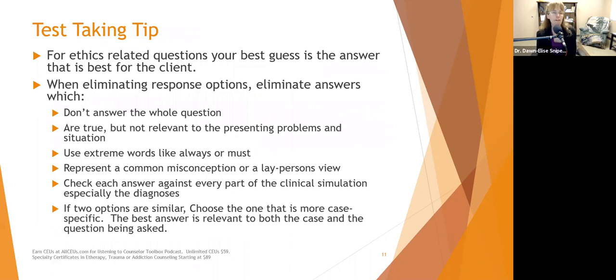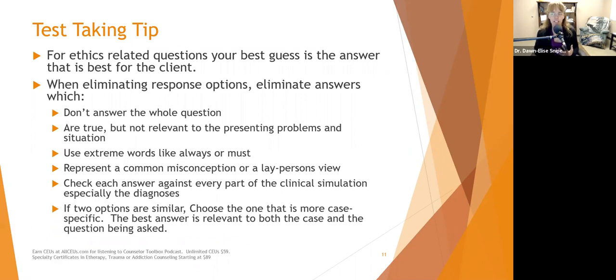So each one of these episodes is going to end with a little bit of a test-taking tip for your NCMHCE. In this session, we're going to talk about eliminating response options. If you're taking the test and there is an ethics-related question, it's an ethical issue or dilemma that's being asked, your best guess is the answer that is best for the client. You really want to focus on client advocacy. What is in the best interest of the client that you are working with? Some of these scenarios, I won't say a lot, can involve other people like caring parents or referral sources. So you do need to pay attention to what is in the best interest of the client.